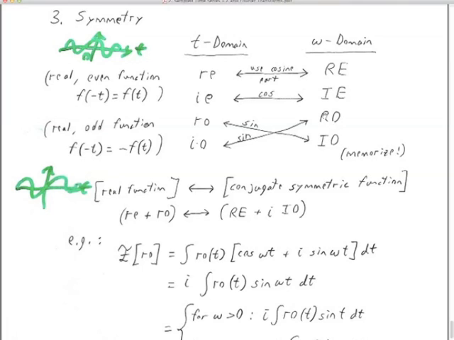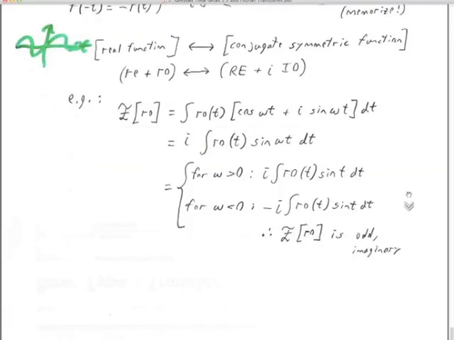So real even becomes real even in the frequency domain, and vice versa. Imaginary even becomes imaginary even in the frequency domain. Real odd becomes imaginary odd, and imaginary odd becomes real odd. And try not to get distracted by what a really odd function could be.